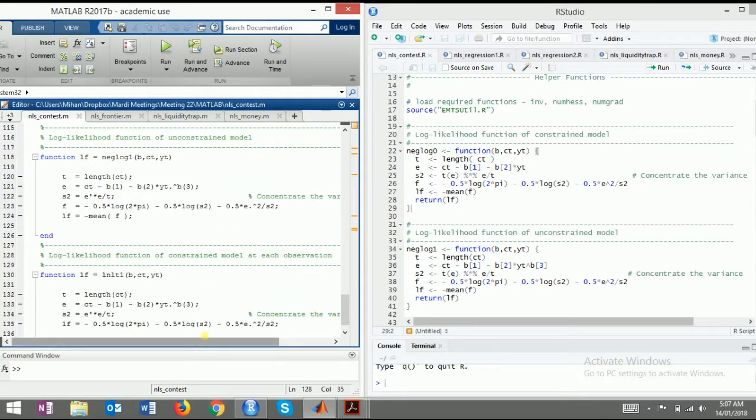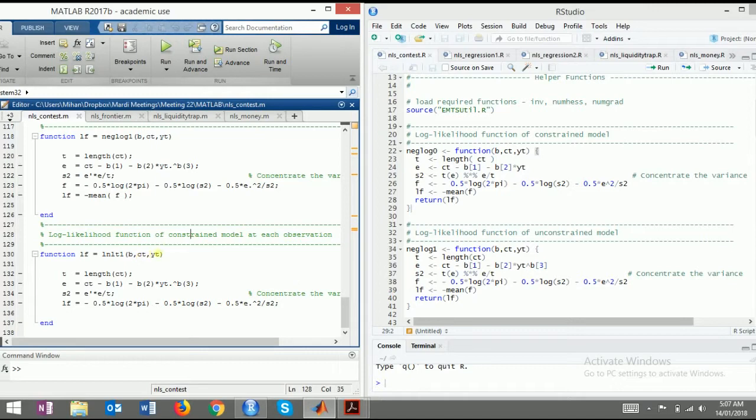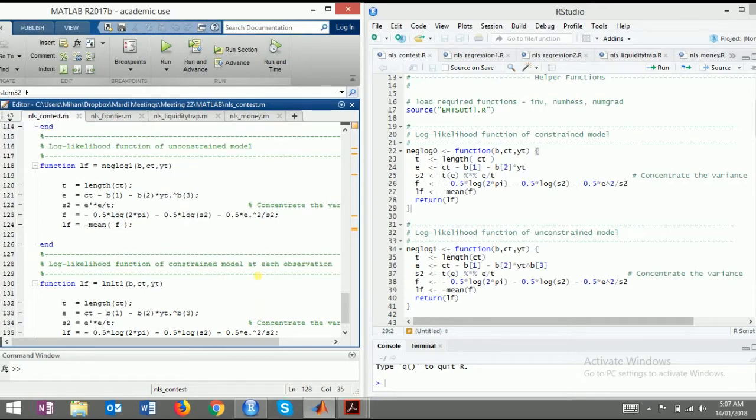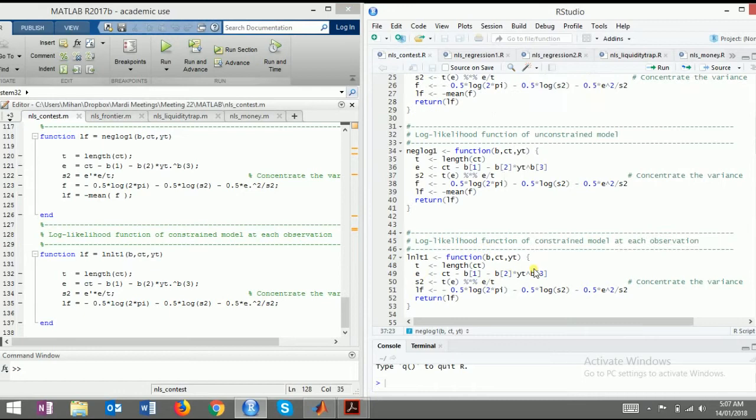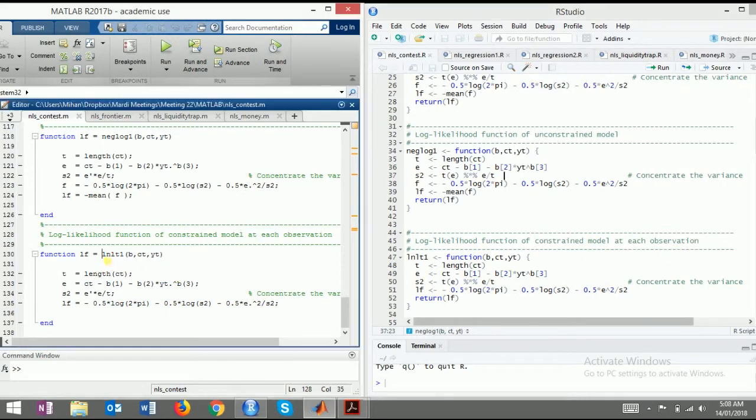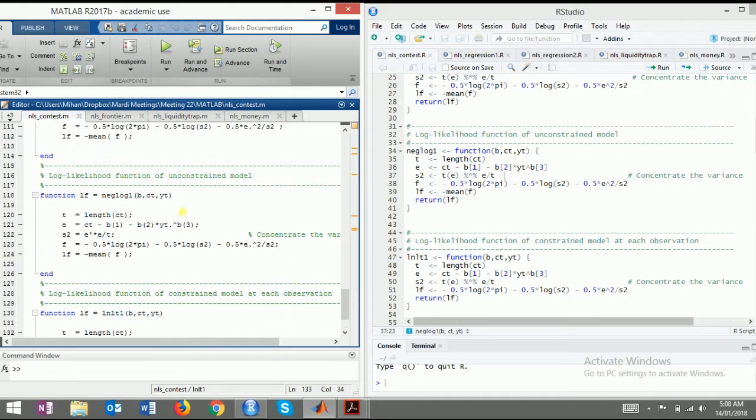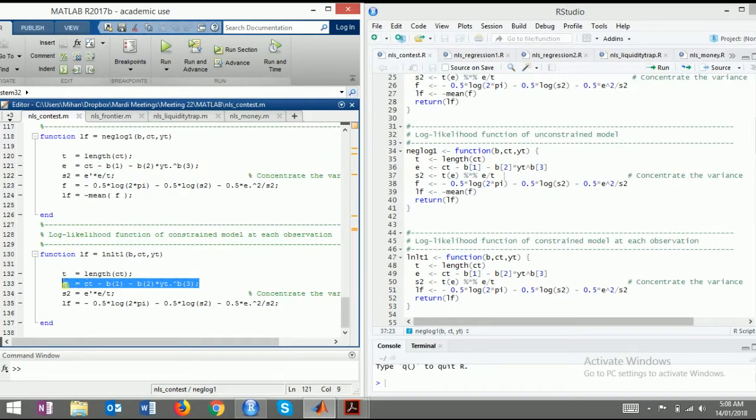And the log likelihood function of the constrained model at each observation. So in the constrained model at each observation, the log likelihood function log lt is a function of ct and yt. Everything else remains the same. We use the concentrated unconstrained model equation here. We actually use the complete equation. In short, we use the complete equation. And here it is, return LF.